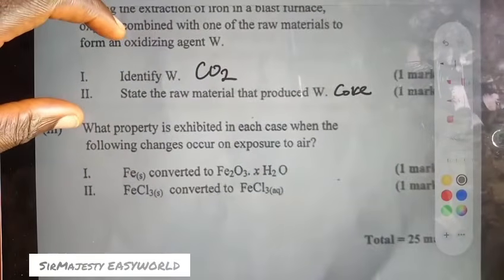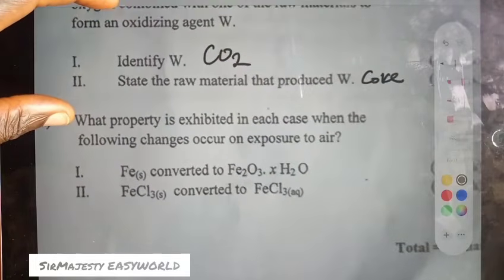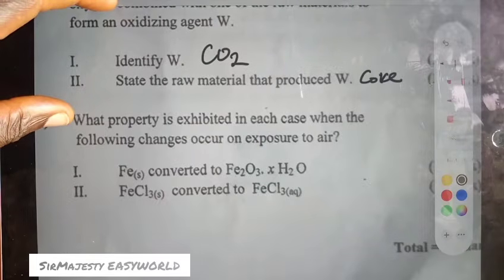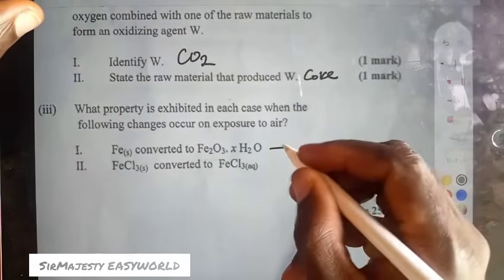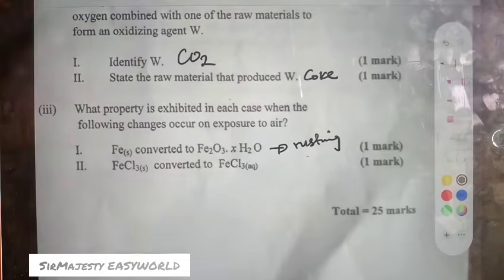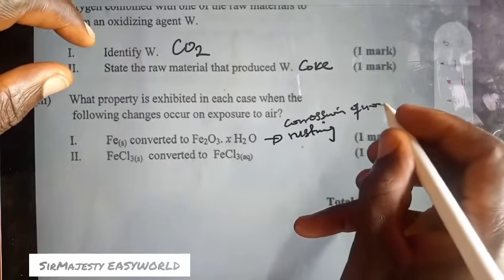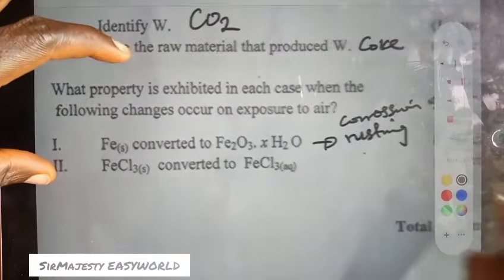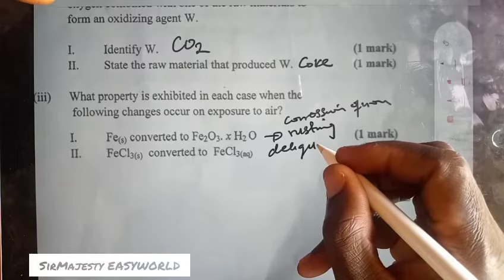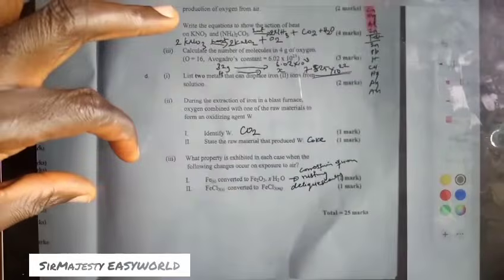Then what properties are exhibited in each case when the following changes occur on exposure to air? When metallic iron is converted to iron(III) oxide, xH2O, that's rusting. Hydrated iron(III) oxide is just what we call rusting. So the property exhibited is rusting or corrosion of iron. Then when solid iron(III) chloride is converted to aqueous iron(III) chloride on exposure to air, it is called deliquescence. Okay, we are done with that question.